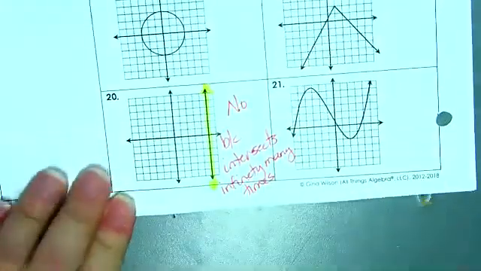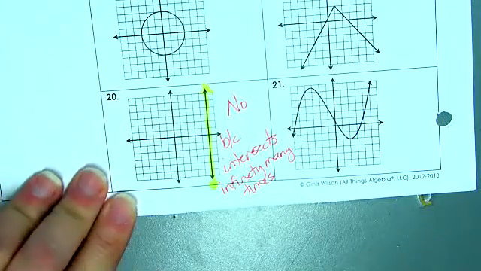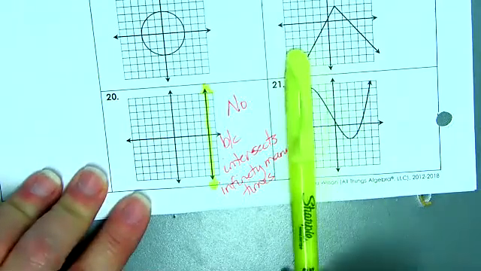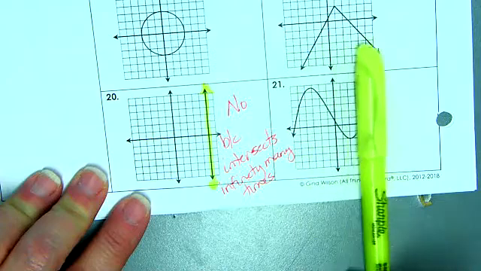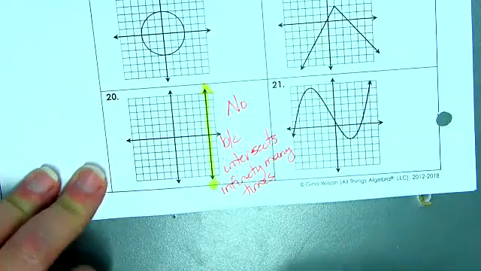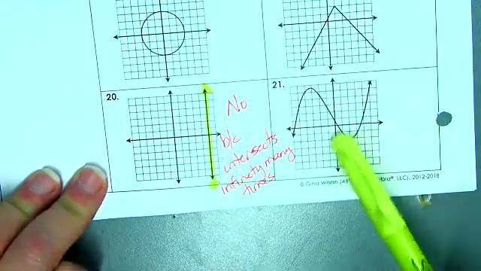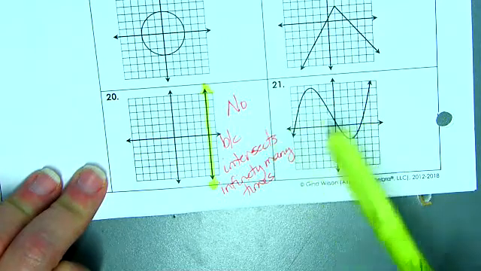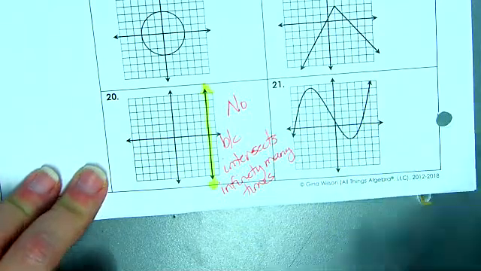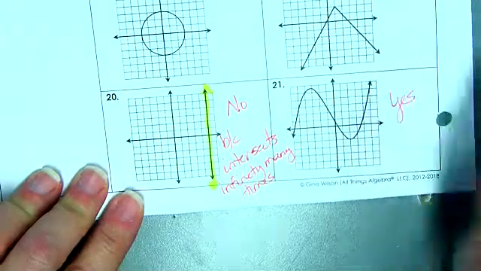Okay, now let's look at 21. I'm going to take my pen and I'm going to go all the way through. It's only crossing one time as I go all the way through. But I could also use just the x-axis as a vertical line test to see, because it's not doing something that's wrong. So therefore this one is a yes.